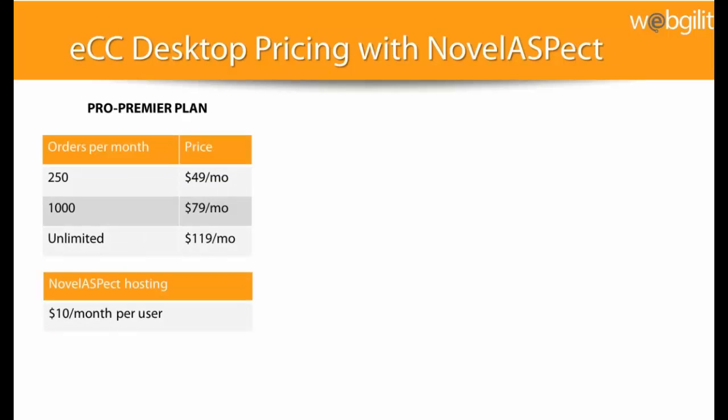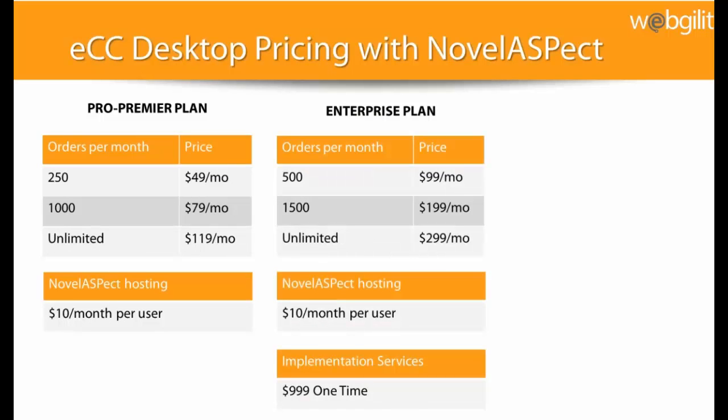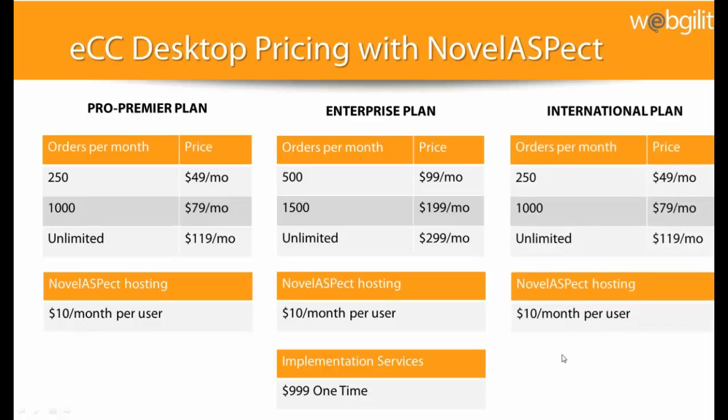So here's the Pro Premier plan. It starts at $49 a month. The Enterprise plan starts at $99 a month, and if you're using international, that's the Canadian version, it also starts at $40 a month. The Enterprise plan comes with implementation services, and that's a one-time fee of $9.99. The implementation services are performed by our customer success department.